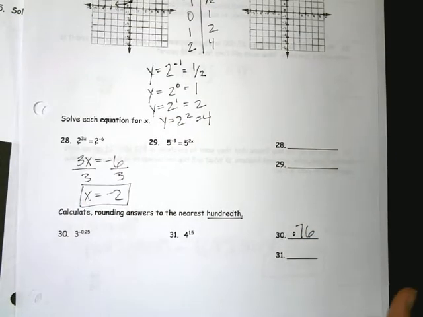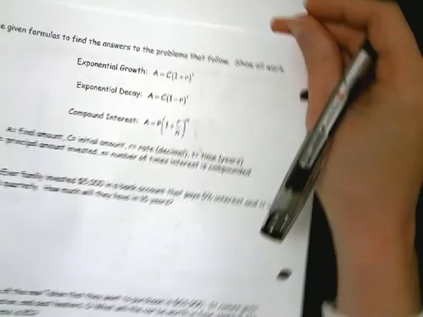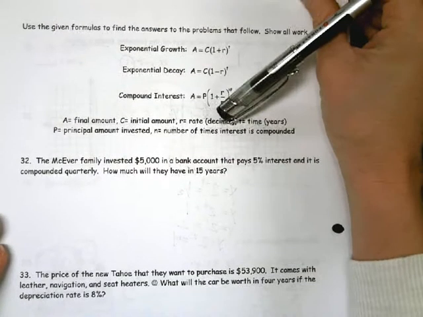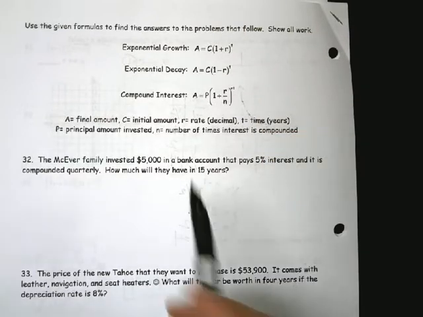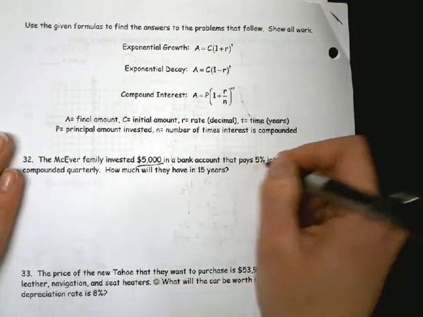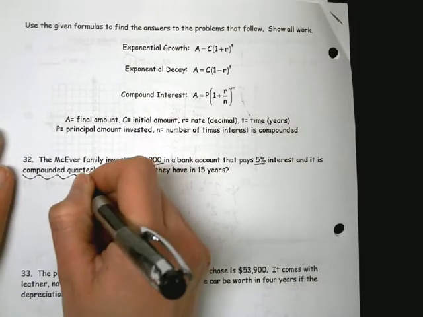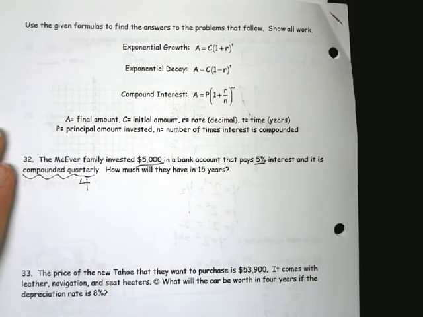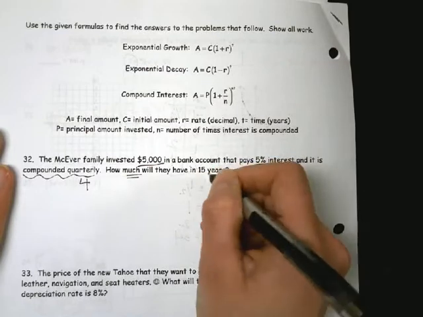Moving to the back. Number 32, word problems. Not too bad though, because it tells us all of our formulas and what all the letters mean. So number 32 says the McKeever family invested $5,000 in a bank account that pays 5% interest, and it's compounded quarterly. We remember from the other day that compounded quarterly means that that's 4 times a year. How much will they have, so how much money will we have in 15 years?